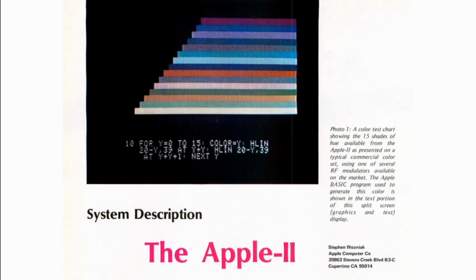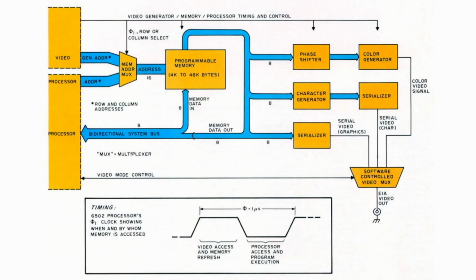Another fundamental trick Woz used in the Apple II was to run the memory at exactly twice the speed of the processor. Woz explains this in an article he wrote for the May 1977 issue of Byte magazine. A fundamental problem in any processor system with a video display is that both the processor and the video display need access to the memory.